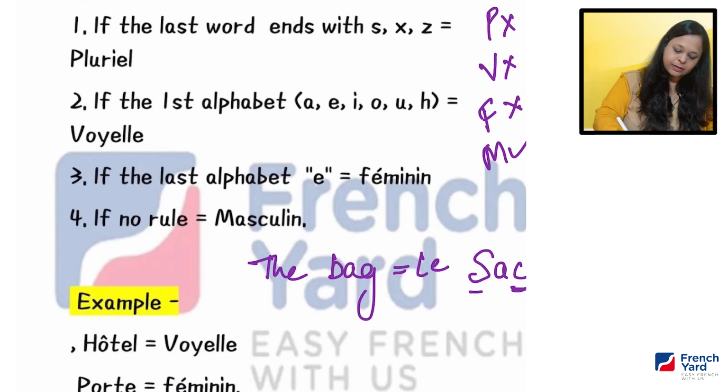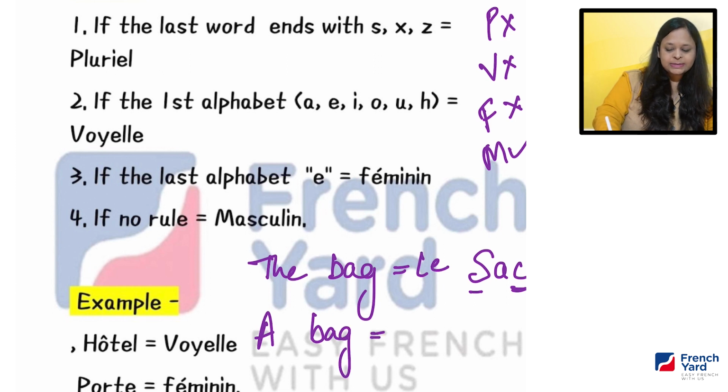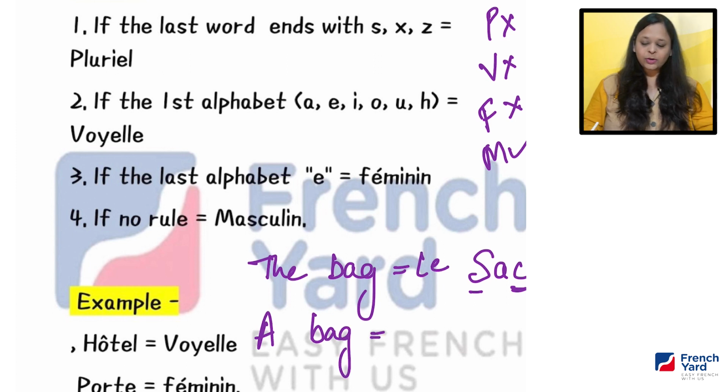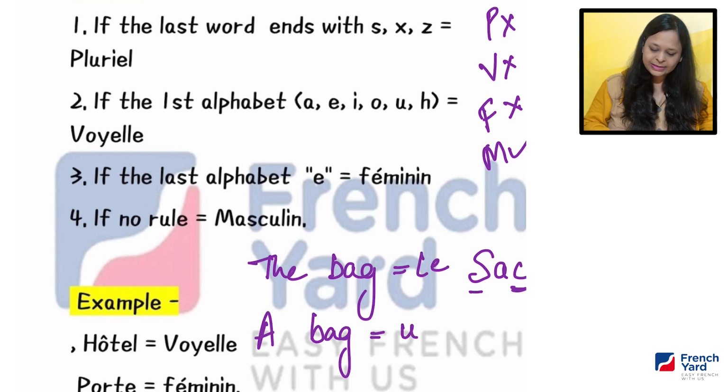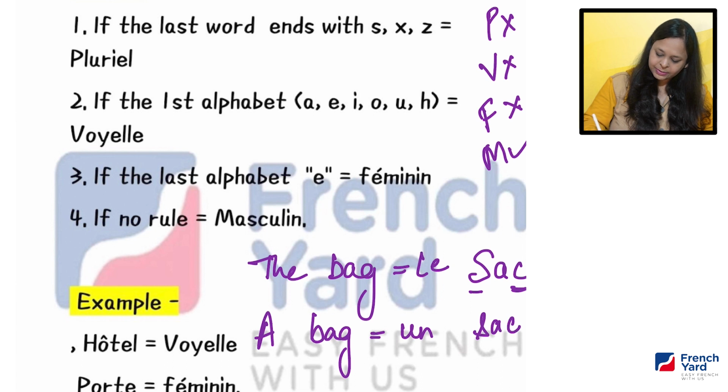If I have to write a bag, then it is going to be un sac, because the gender of the word sac is male. Let's take one more example. I am going to take the example porte.